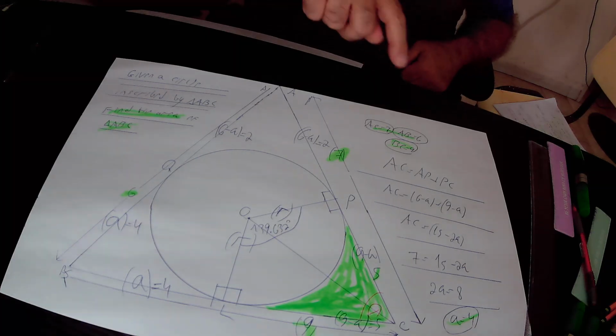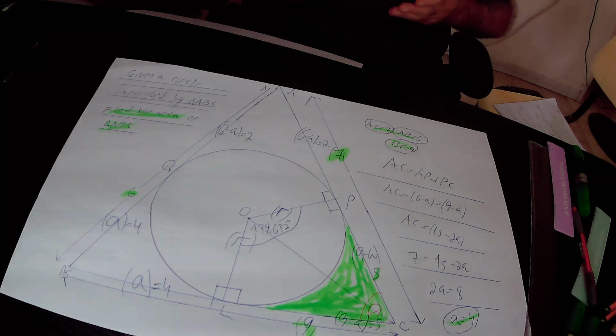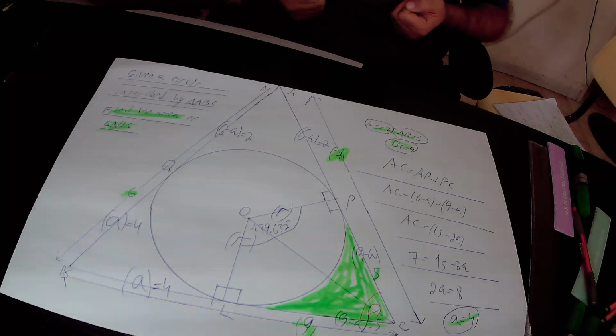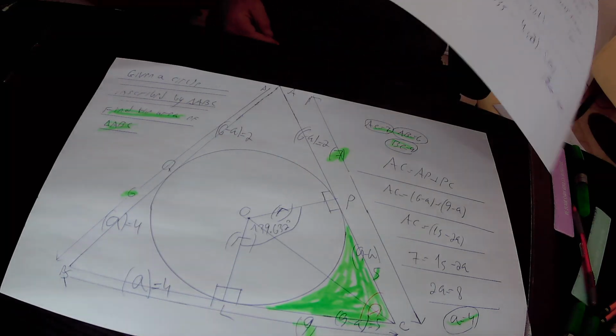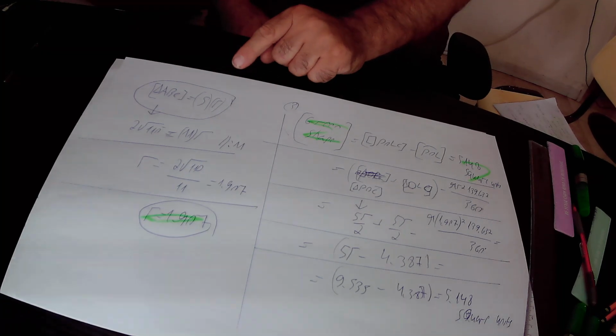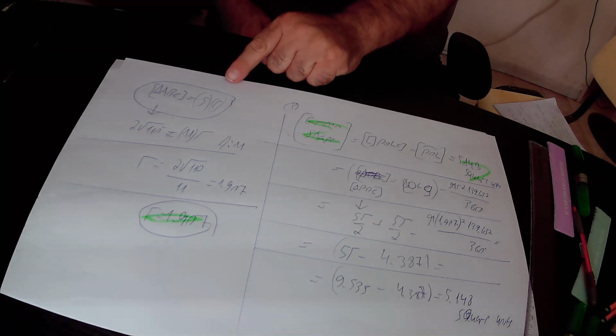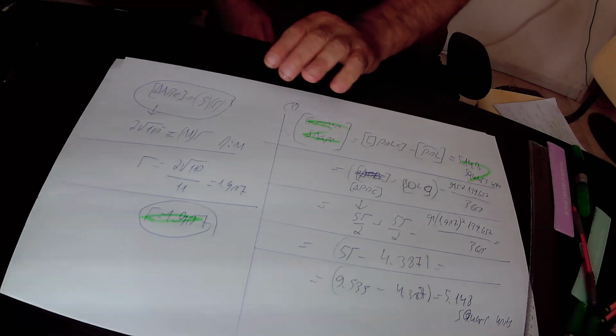Triangle ABC circumscribes the circle. So we have a special formula for a triangle that circumscribes a circle. According to the special formula, the area of the triangle is equal to S, the semi-perimeter of the triangle, times R. R is the radius of the circle that is inscribed by the triangle.